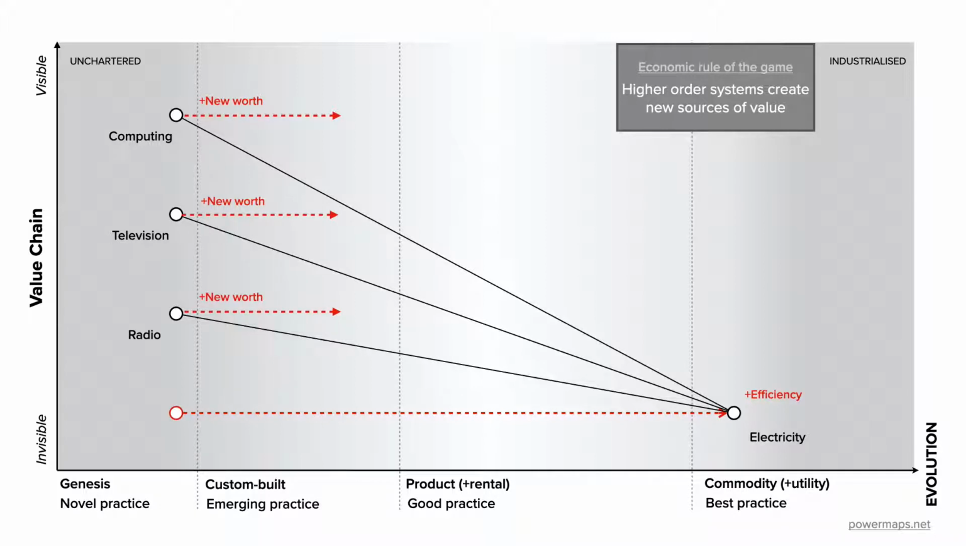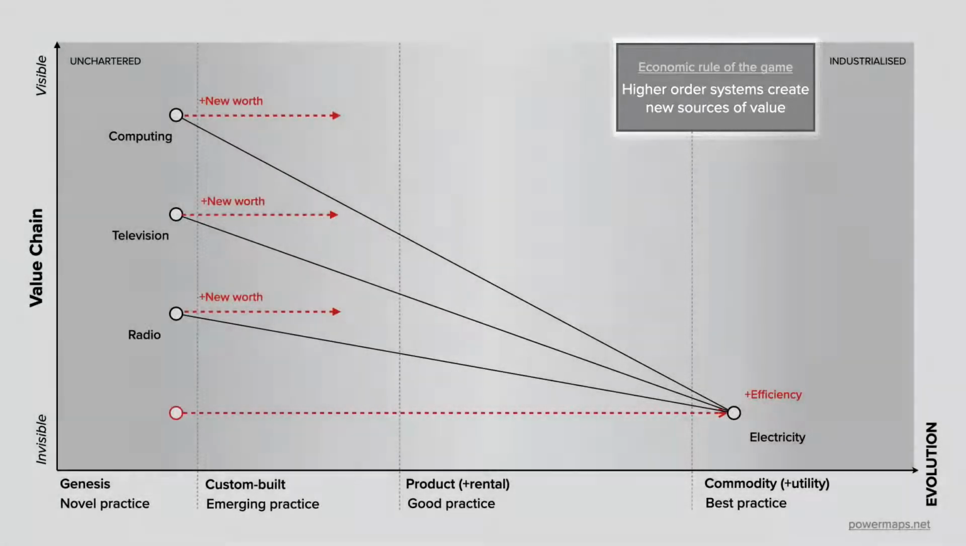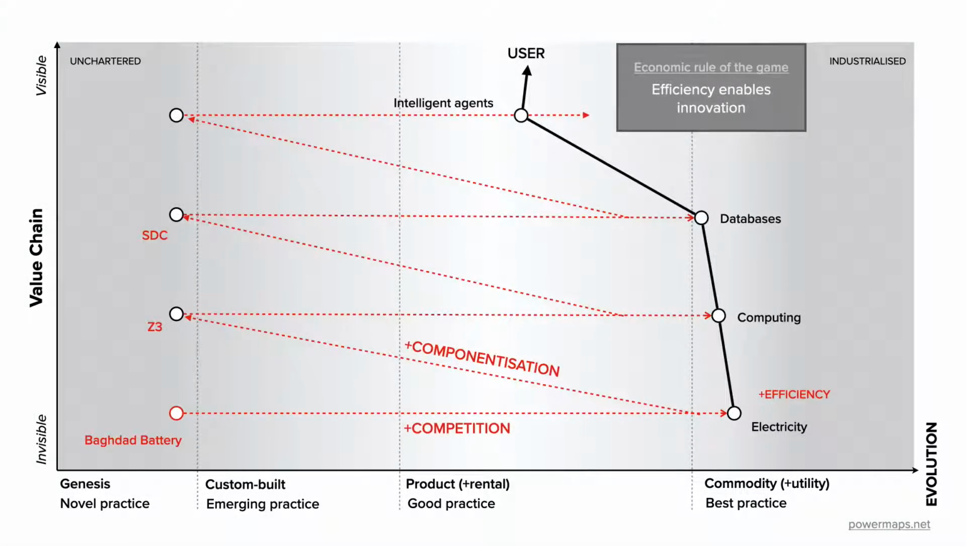These give rise to new components like radios, televisions, or computers that were built using this reliable source of power as a subcomponent. And these higher order systems will also evolve and create new sources of value, which is the second rule of the game. If a component survives, it will eventually industrialize, becoming a platform on which yet more higher order systems are built.